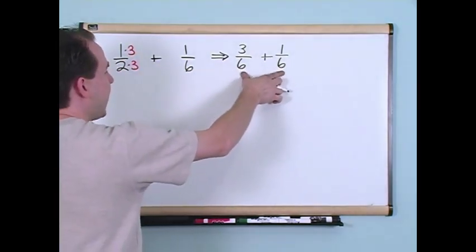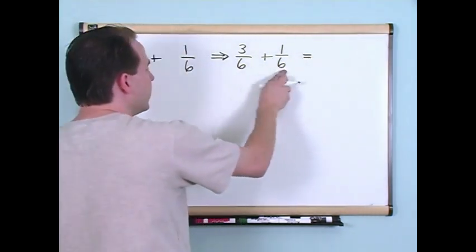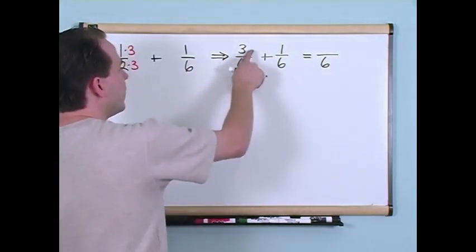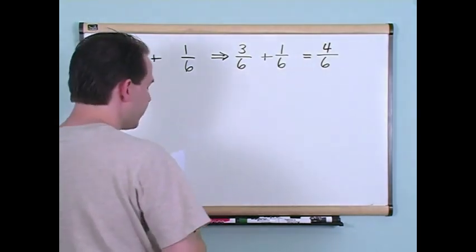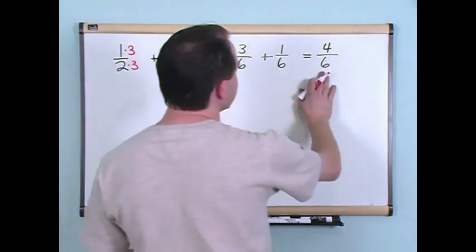Now we have the same bottom numbers, and we can go ahead and continue. Since the bottom is the same, we just keep it as a 6. 3 plus 1 is 4, and we've done that before. And here, it just becomes the same old stuff as last time. You always check, can I simplify this?